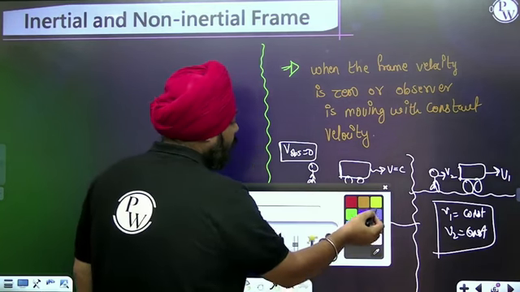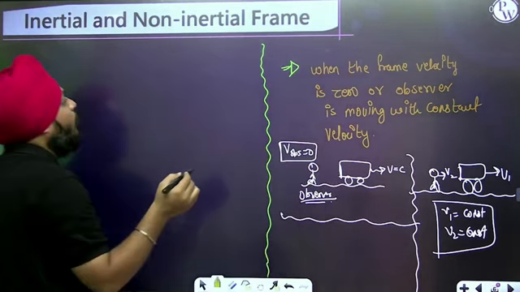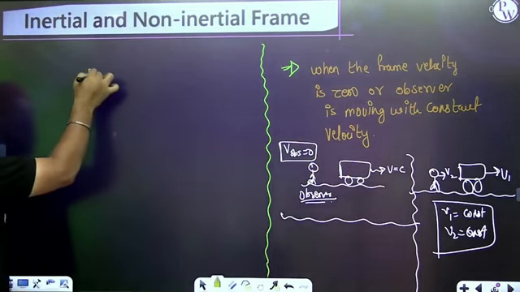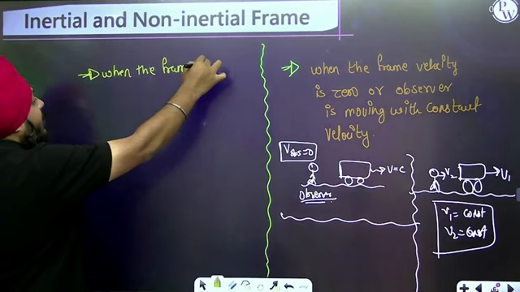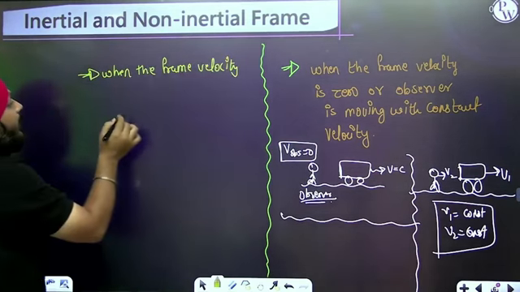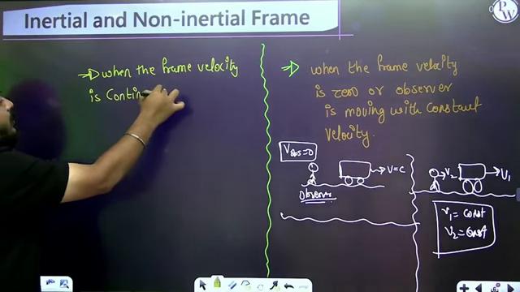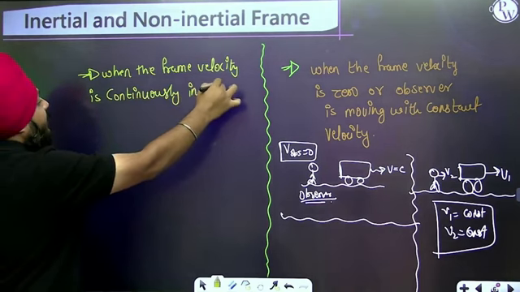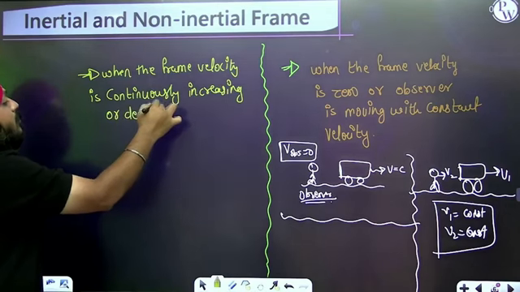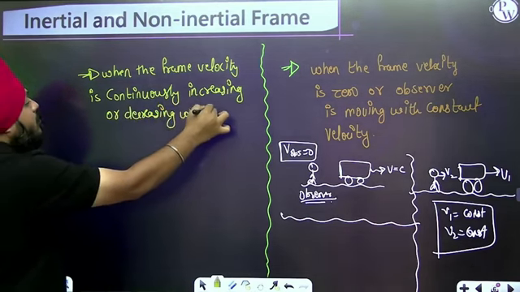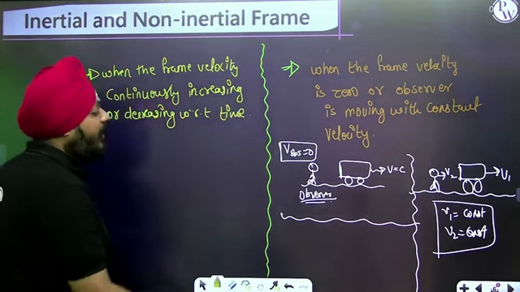Let's move on to the next part. The second is the non-inertial frame of reference. When the frame velocity is continuously increasing or decreasing with respect to time.